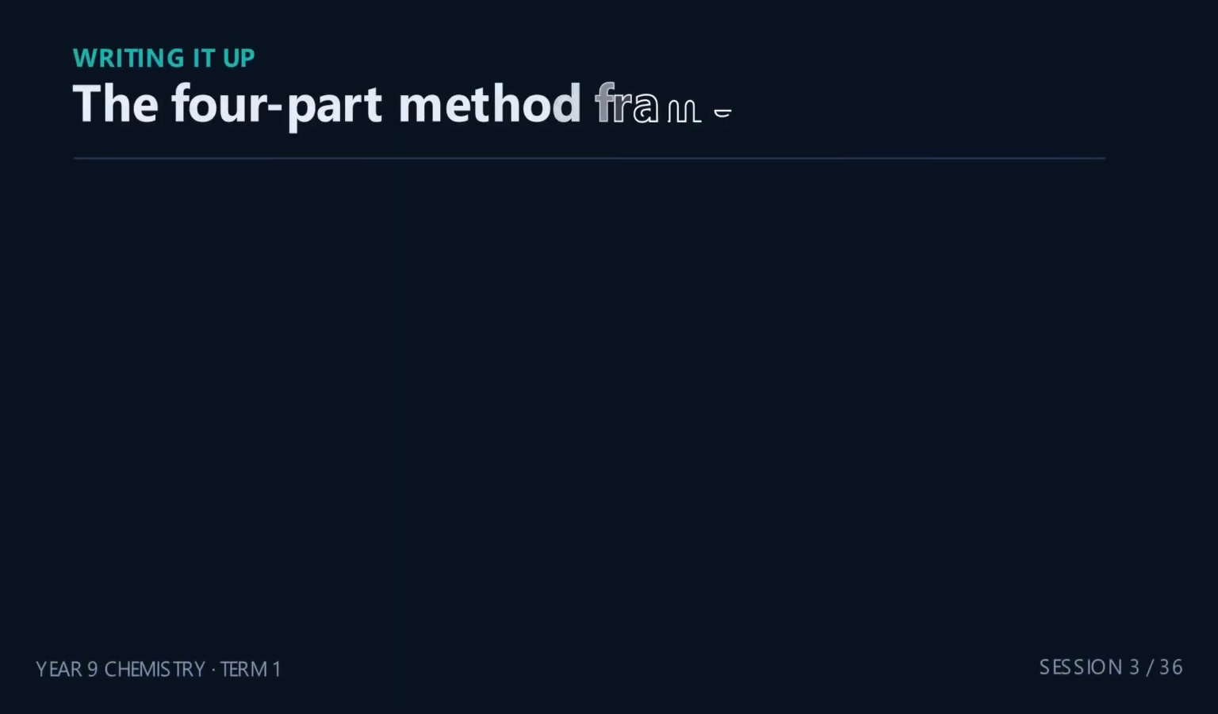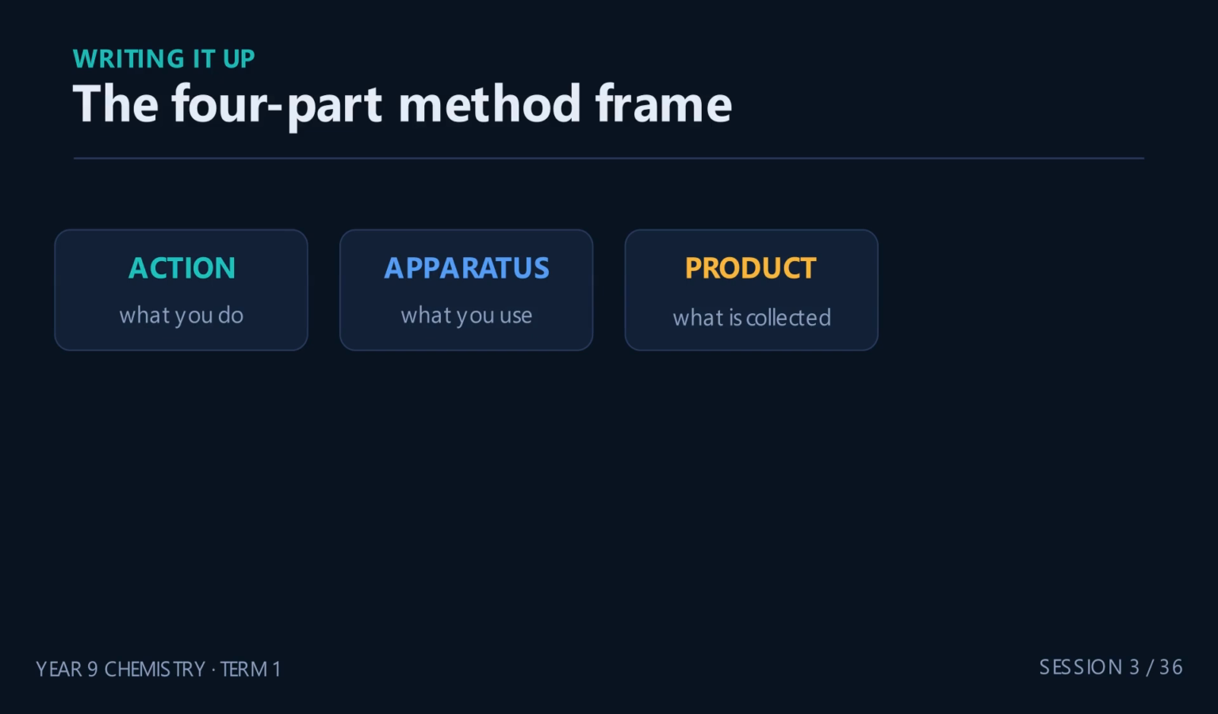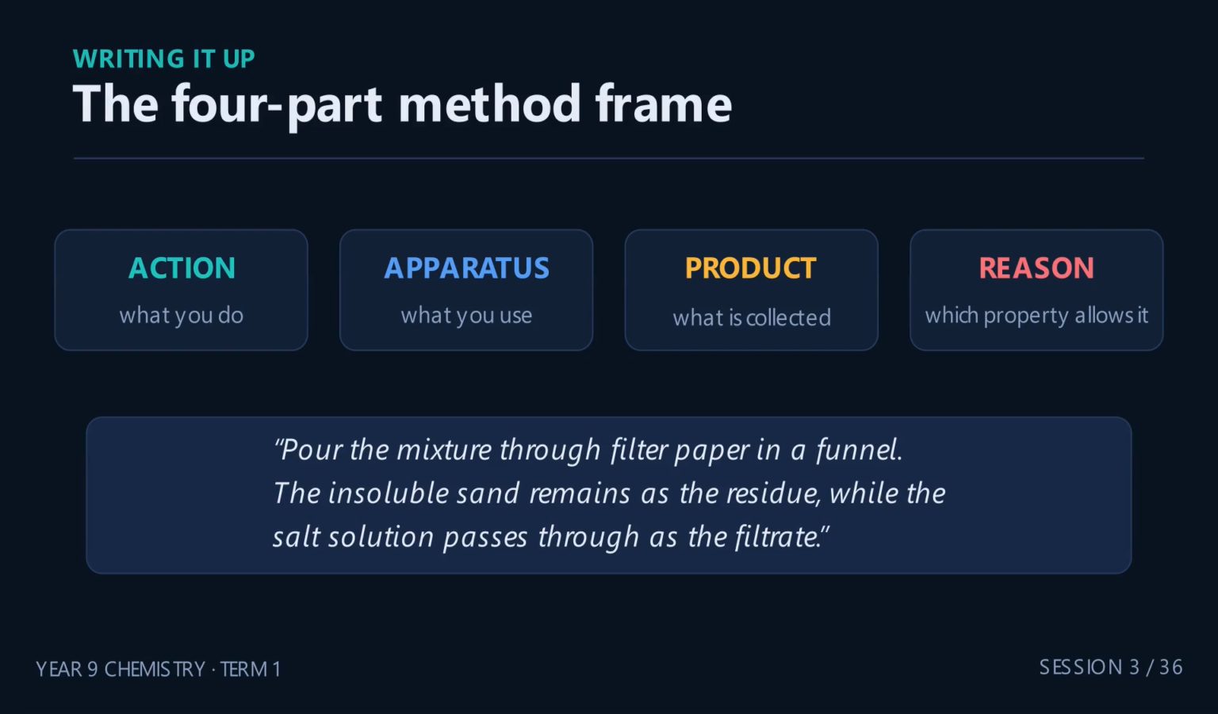When you write a method, use this 4-part frame. Action, what you do. Apparatus, what you use. Observation or product, what is collected. And reason, which physical property allows the separation. For example, pour the mixture through filter paper in a funnel. The insoluble sand remains as the residue, while the salt solution passes through as the filtrate. Action, apparatus, product, and reason, all in 2 sentences.